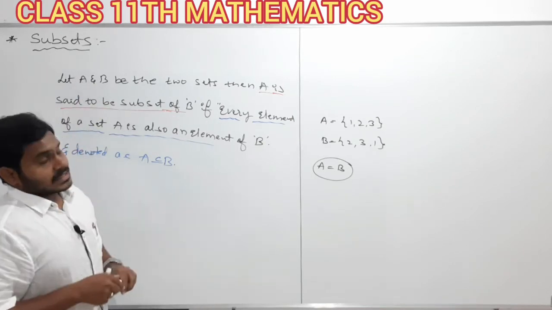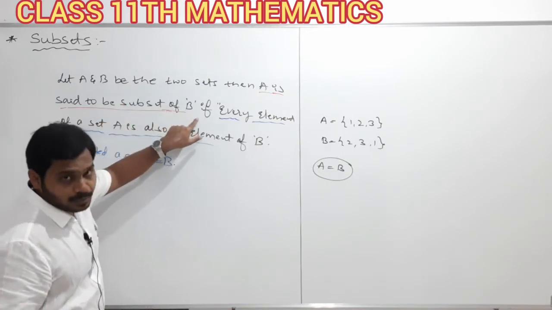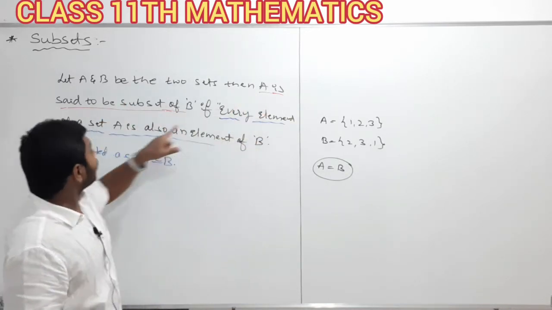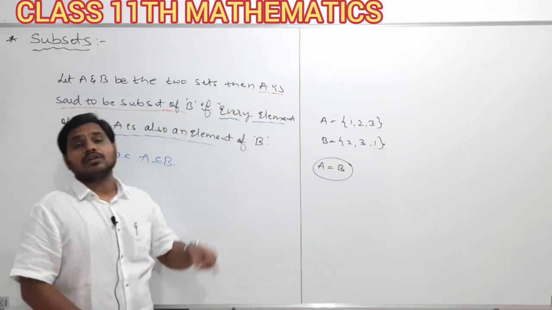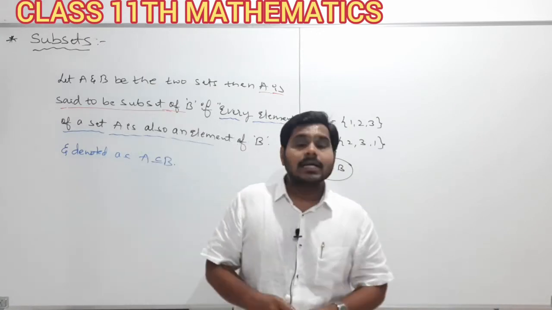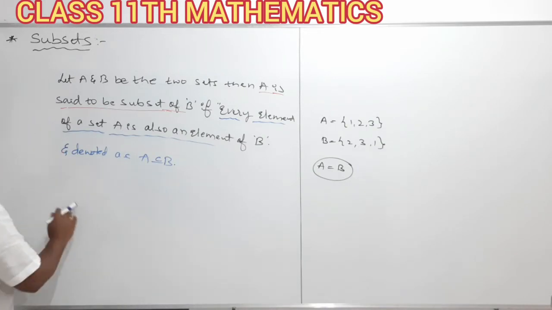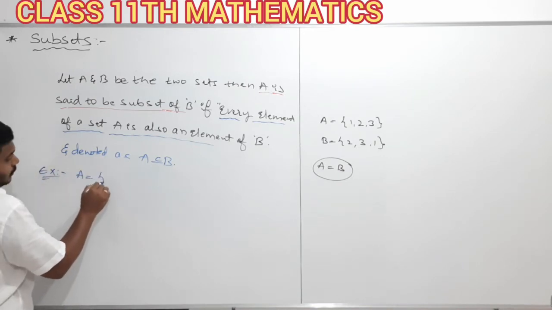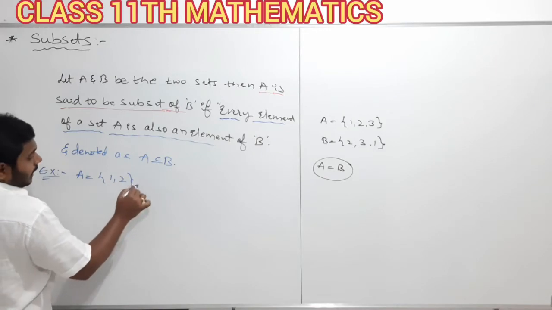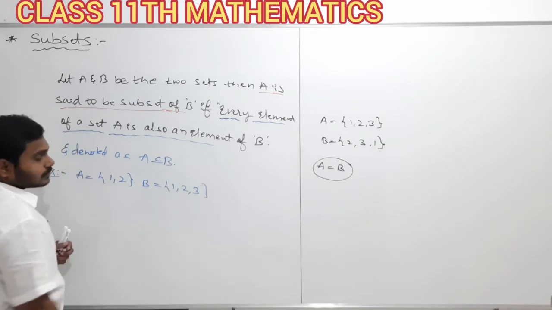Let A and B be two sets. Then the set A is said to be a subset of B if every element of the set A is also an element of the set B. You will understand more clearly if I take one example. So take down one example. I am taking the set A equals 1, 2, and the set B as 1, 2, 3. Clear?